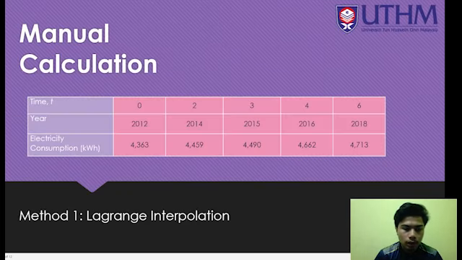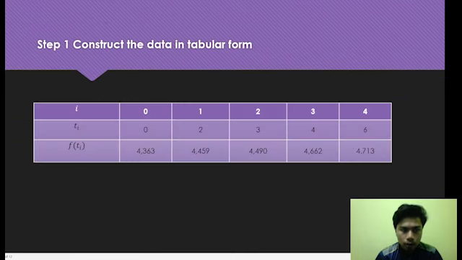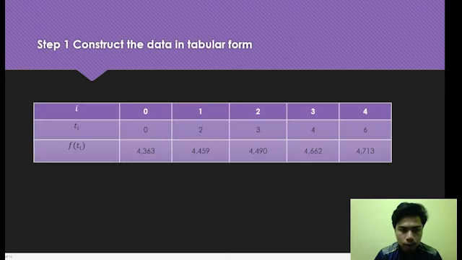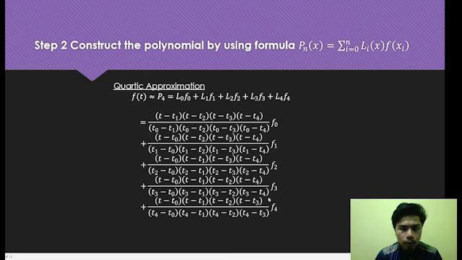Okay. For the manual calculation, method number 1, Lagrange interpolation. The first step, construct the data in tabular form. We must create one column for the value of i. We start with 0, 1, 2, 3, 4. Then step number 2, construct the polynomial by using the formula. For this question, we have 5 points, so the suitable Lagrange interpolation is the fourth order approximation. So the formula is P4 equals L0 F0 plus L1 F1 plus L2 F2 plus L3 F3 plus L4 F4.